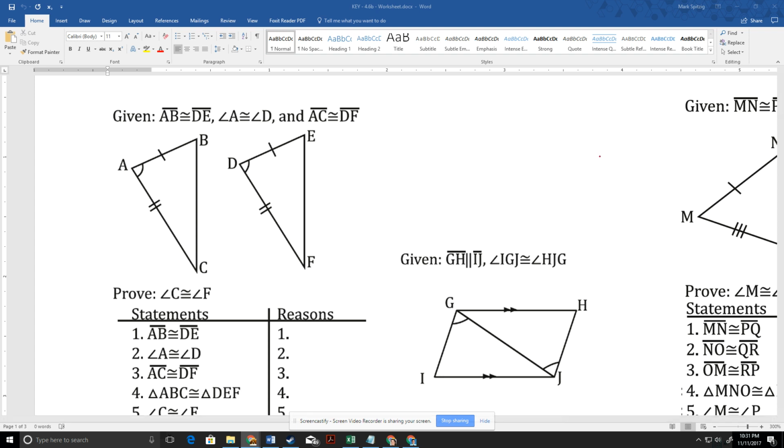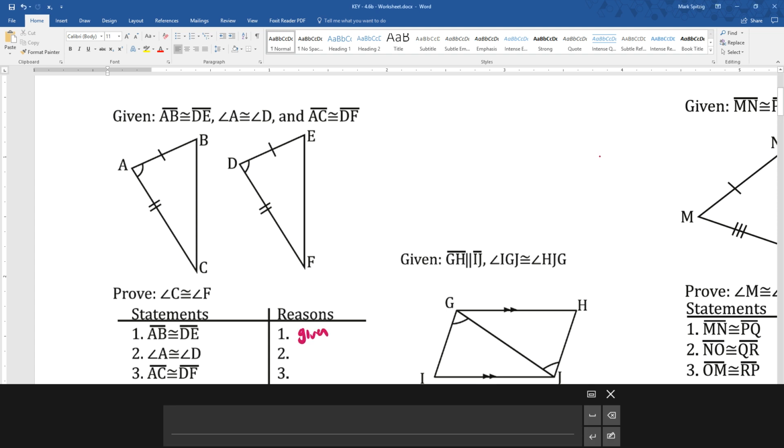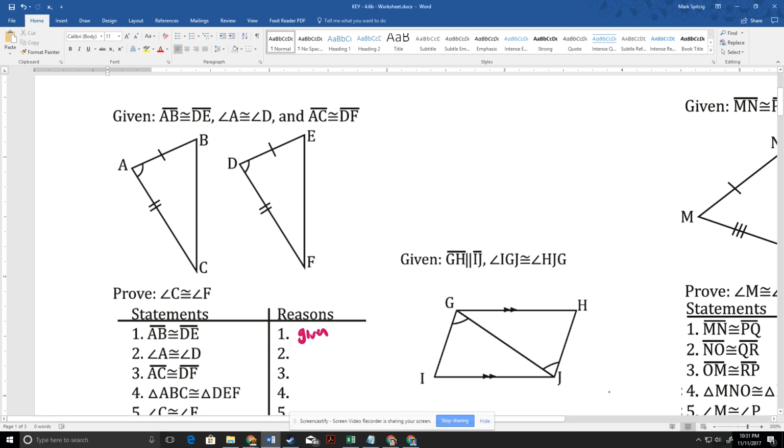All right, so AB is congruent to DE. That is given. And there it is, marked. If it wasn't already marked, I would do it. There it is, bam, bam. And then angle A is congruent to angle D, also part of the given information, and it'll be right there and right there. AC is congruent to DF, there and there, given.